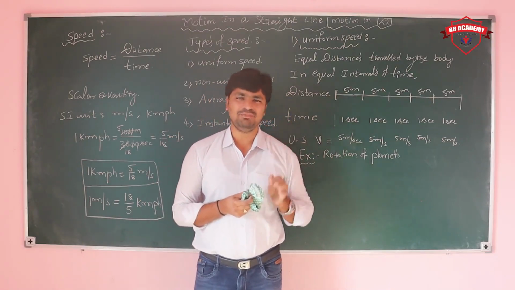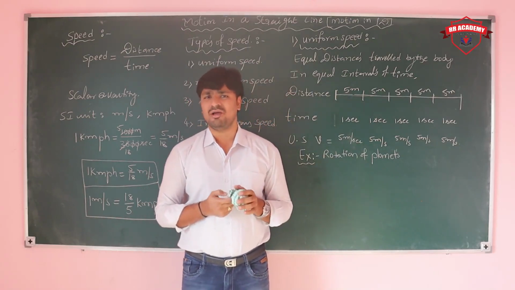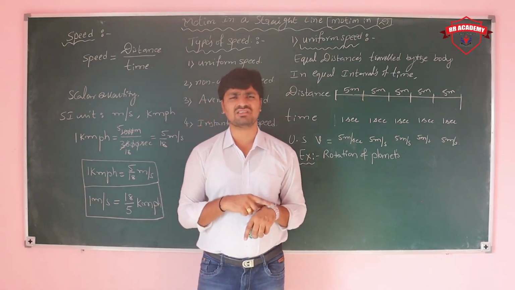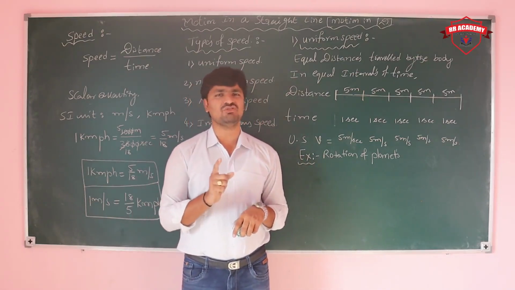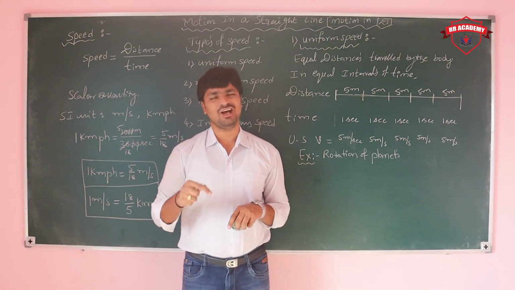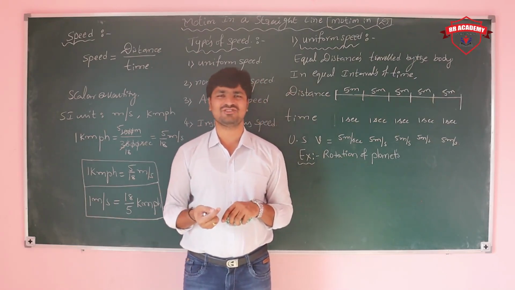At the same time, hands of the watch. Hands of your watch means in the watch we have minute hand, seconds hand, hours hand. How much time is taken by the seconds hand to complete one rotation? It is 1 minute or 60 seconds. For the next rotation also, yes, 60 seconds only.